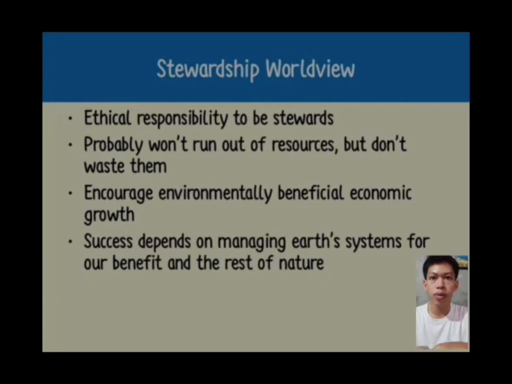So my explanation for that is, the stewardship worldview emphasizes our ethical duty to care for the planet. It believes resources are abundant but should be used wisely, avoiding waste. It supports economic growth and stresses that human success relies on responsibly managing the Earth system to benefit both people and nature.